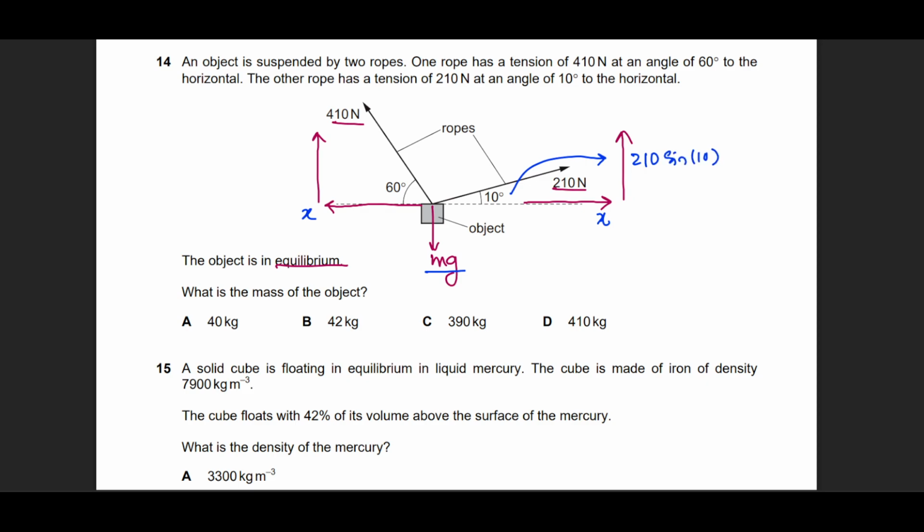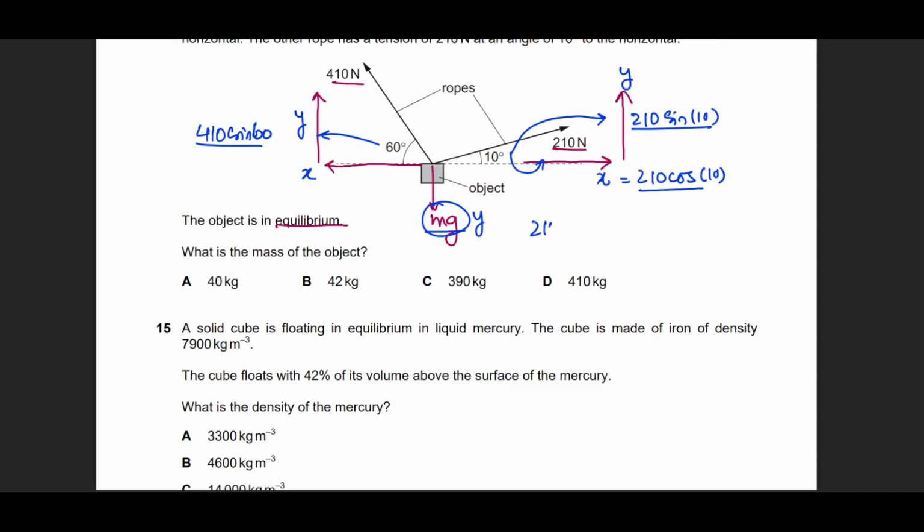Use sine for this. If you were calculating this one, it would have been 210 cos of 10, whatever the angle is touching. So in front of the angle should be a sine factor. So this is 410 sine of 60. This factor and this factor collectively are trying to hold back the weight because they are along the y-axis. So a simple equation is formulated: 210 sine of 10 plus 410 sine of 60 equals mg. When you find out the mass of the system, it comes out as 391.